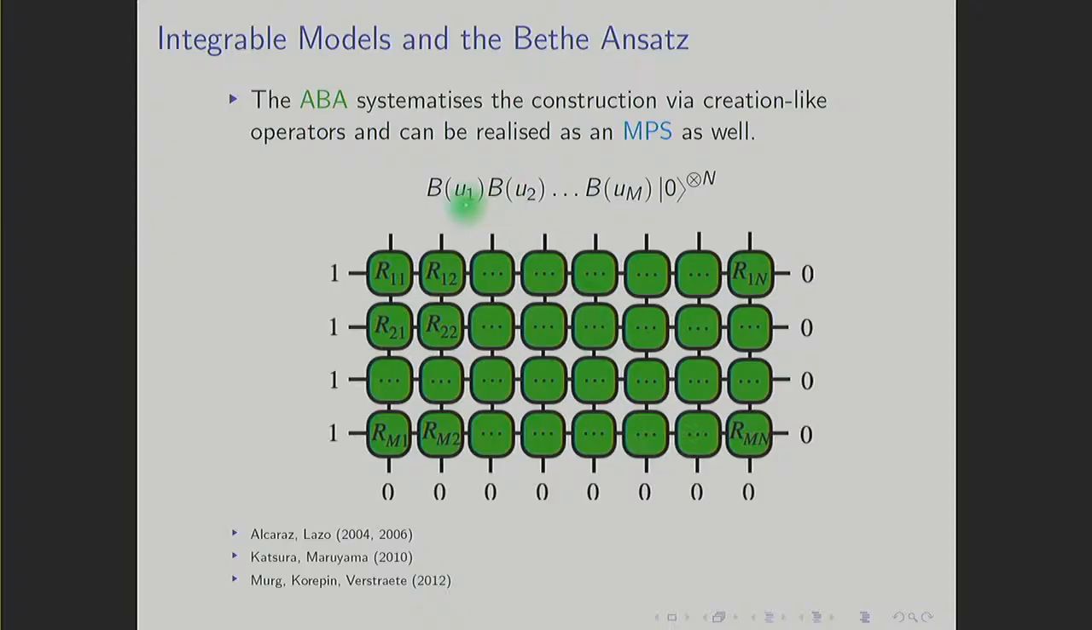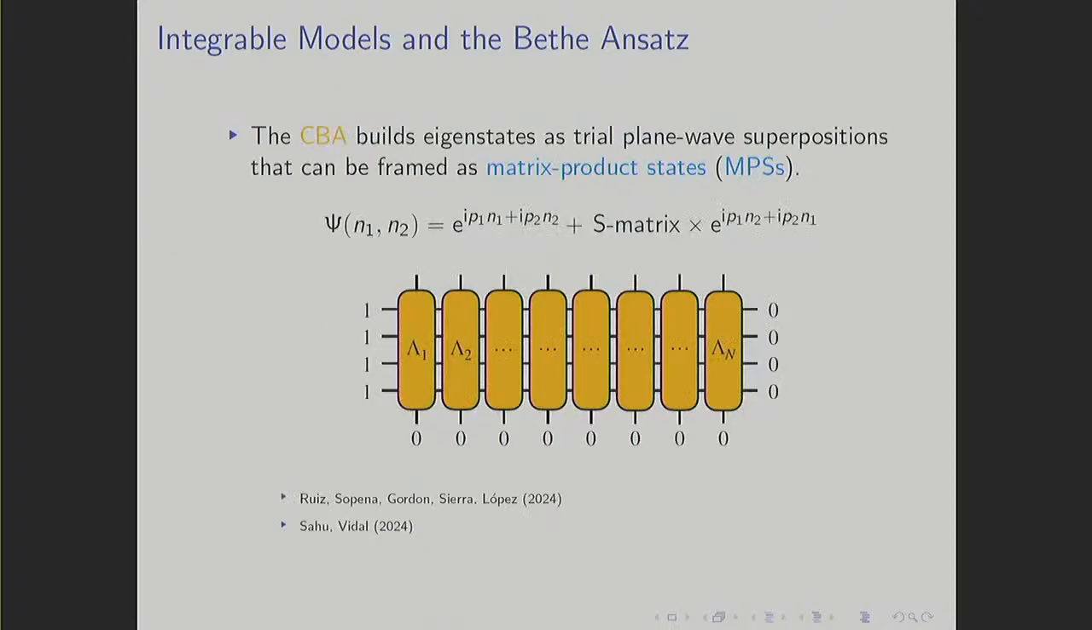So each of these parameters that are implicitly involved in the network, for the states to be eigenstates of the XXX Hamiltonian, they should satisfy a set of equations that go by the name of Bethe equations. And that's pretty much all. In fact, the linear superpositions of plane waves can be directly framed as a network of this sort that goes by the name of matrix product state as well.